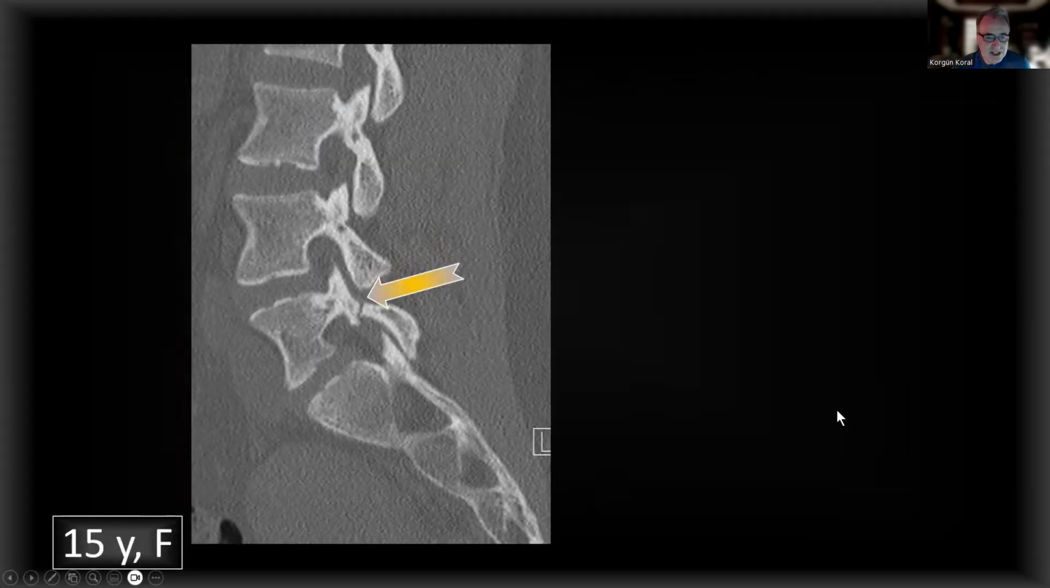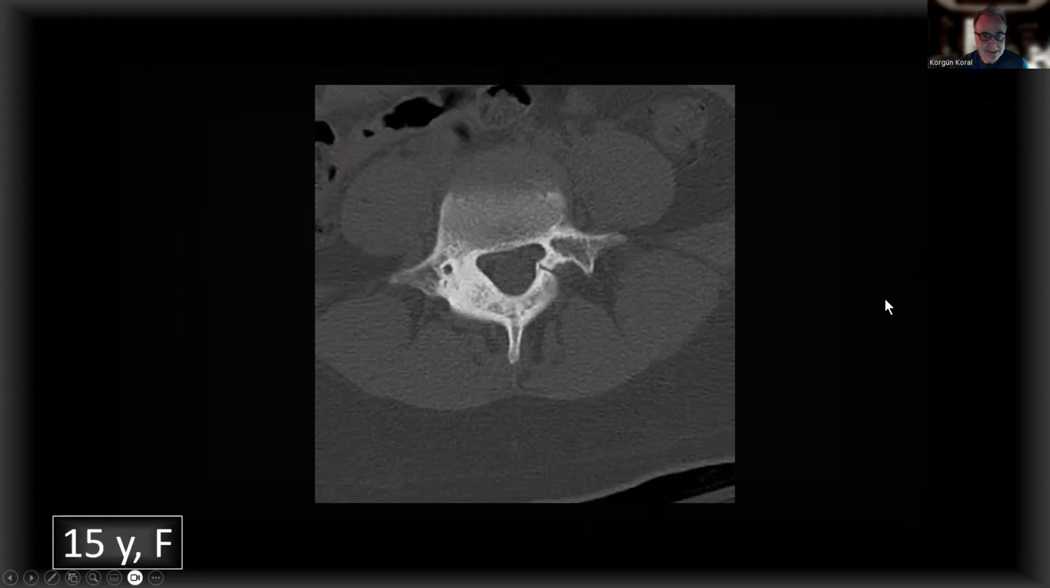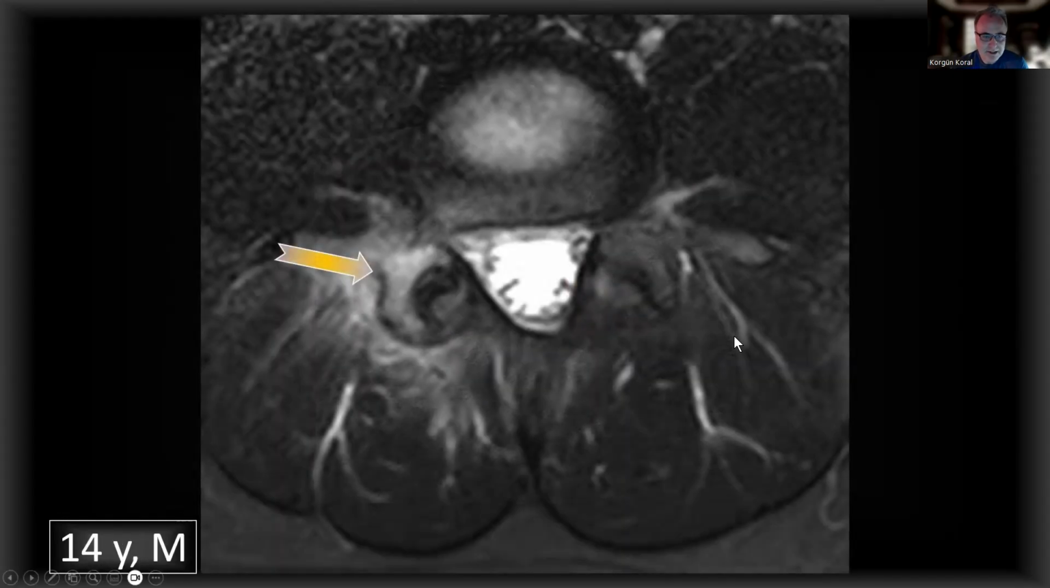CT, we do CT less and less, but sometimes we still do it. This is such an example of a 15-year-old girl. The pars defect of L5 is labeled by the arrow. And on the contralateral side, due to changed biomechanics, there is sclerosis of the contralateral facet process and lamina. And on the axials, we see the same thing, sclerosis on one side and the pars defect on the opposite side.